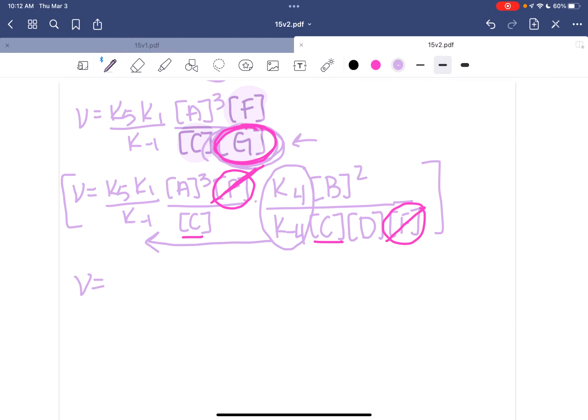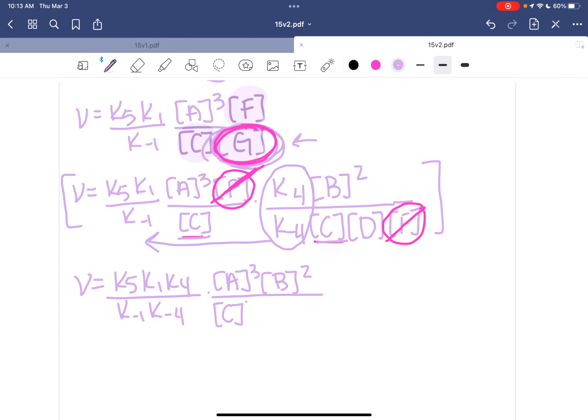So we have our rate is equal to K5 times K1 times K4 divided by K minus 1, which is multiplied by K minus 4. And then the remaining concentrations we have are A cubed, B squared, and now it's divided by C here and C here multiplied together to be C squared, and then we have multiplied by D. So this is our new updated rate law that we're going to substitute things into.